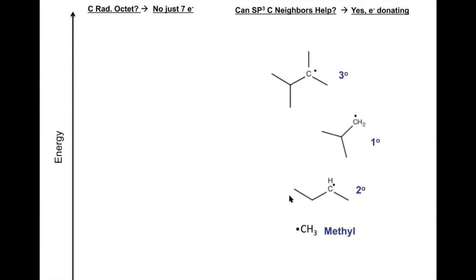who is the most stable carbon radical here? Who's the lowest in energy? I think that's what my next click will tell me. Do you think the methyl's lowest in energy, the secondary carbon radical, primary or tertiary? Let's see. Oh, the tertiary is going to be down here in energy.